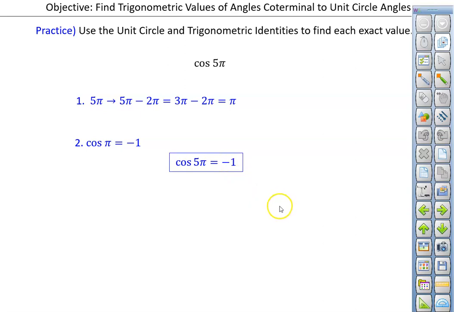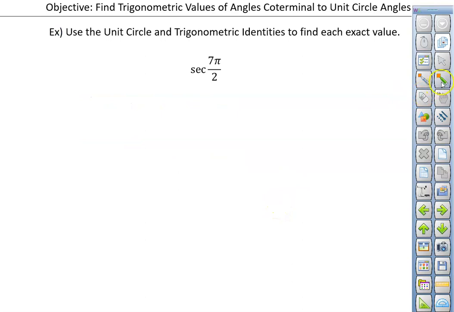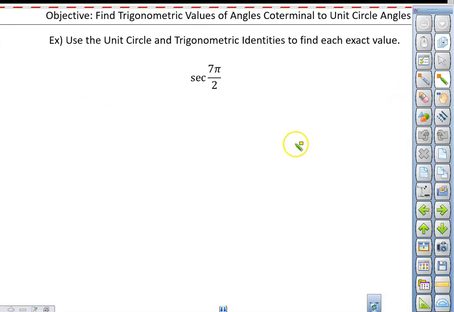All right, we're going to go back to doing some examples now. Let's take a look at this one. So now we're moving away from sine and cosine, and here we're looking at finding the secant of 7 pi halves radians. Here we are going to have to use a trigonometric identity, but I won't do that yet. What I'm going to do first is find my coterminal angle in my first revolution within the unit circle, 0 to 2 pi, for 7 pi halves.